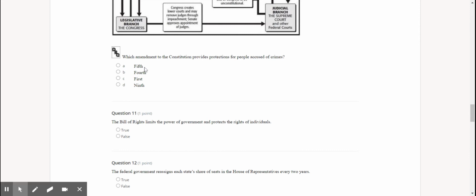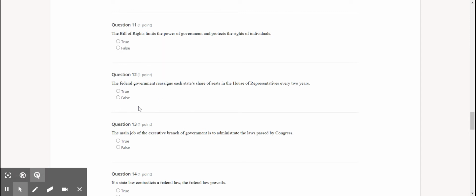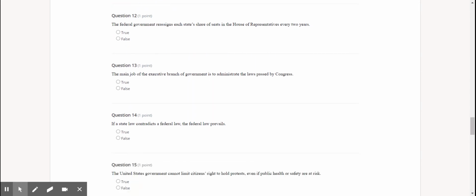Number 10, which amendment to the Constitution provides protections for people accused of crimes? Is that the Fifth Amendment, the Fourth Amendment, the First Amendment, or the Ninth Amendment? Number 11, the Bill of Rights limits the power of government and protects the rights of individuals. True or false? Number 12, the federal government reassigns each state's share of seats in the House of Representatives every 2 years. True or false?